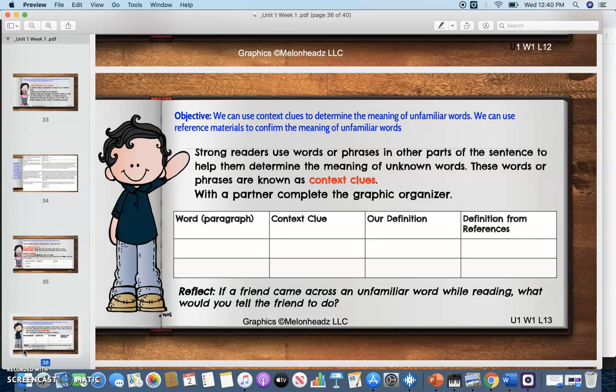Context clues are the clues that you receive from the text. When you're reading, you say, hey, I'm reading this story and there's a word that I don't understand. Whenever you look around that word, a lot of times there are context clues within the text that can actually help you understand what the word is, even though you haven't seen it. Okay?